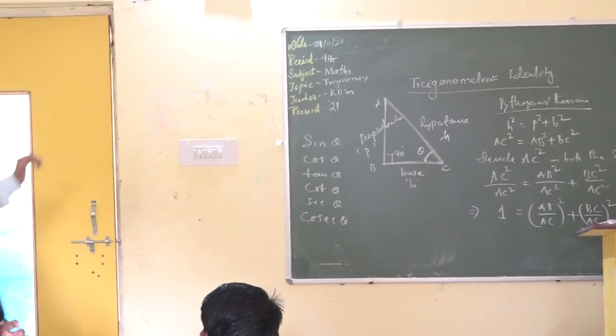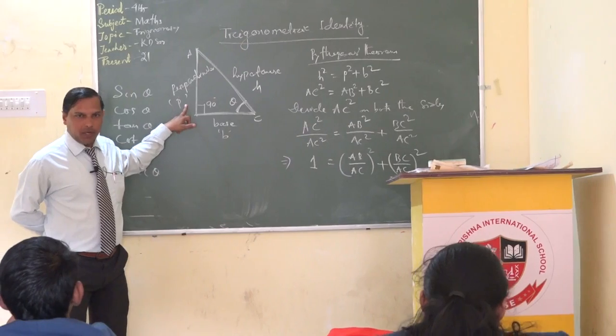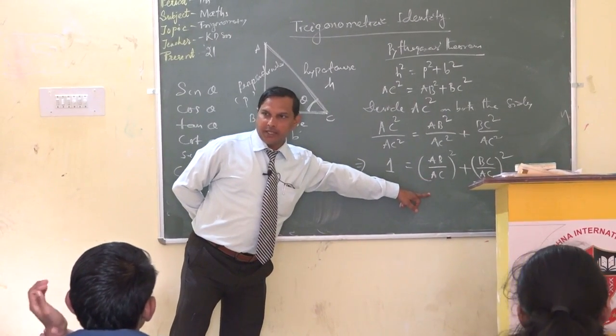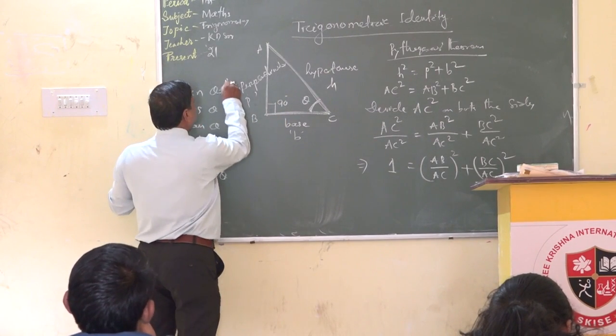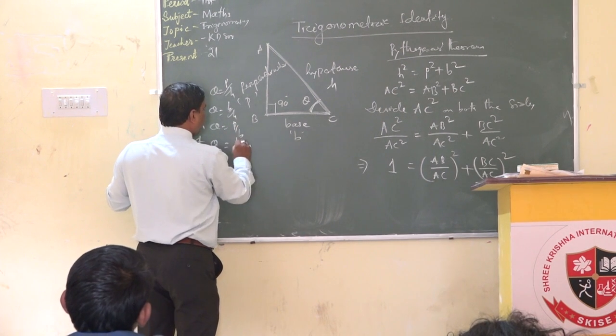AB by AC. AB is what? Perpendicular. AC is what? Hypotenuse. That means P by H. P by H means sin theta. Sin theta is P by H. Cos theta is B by H. Already I told you.